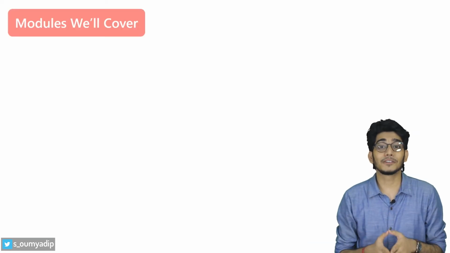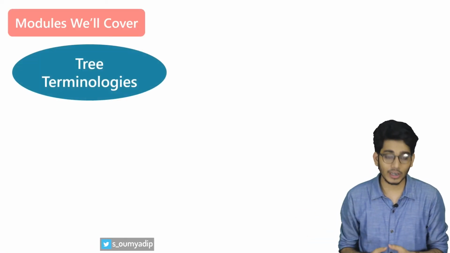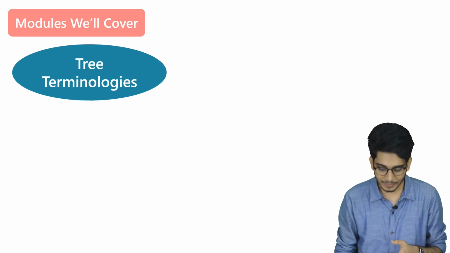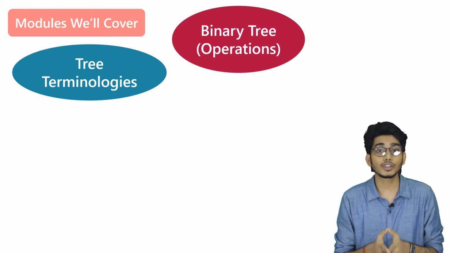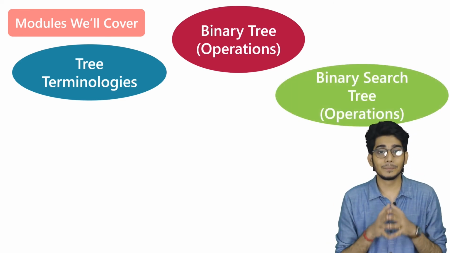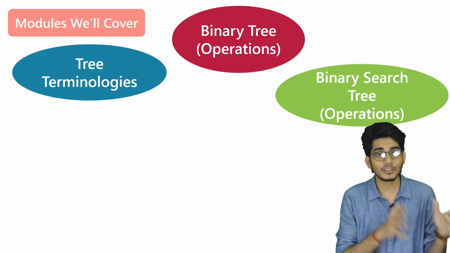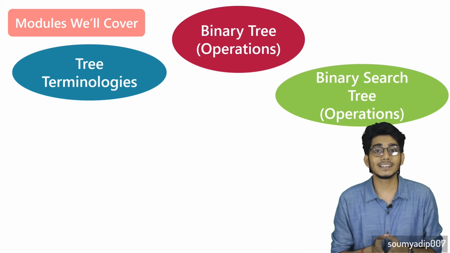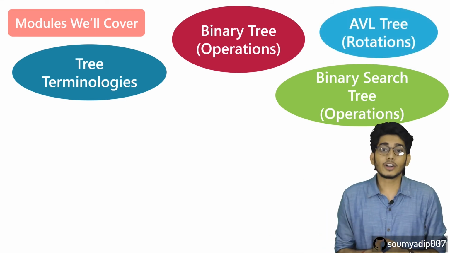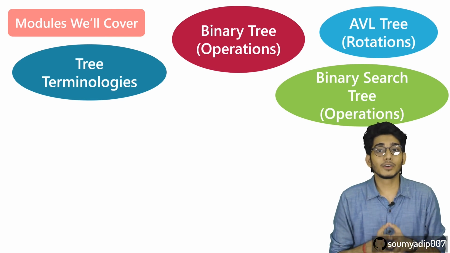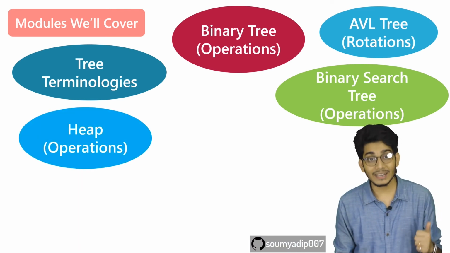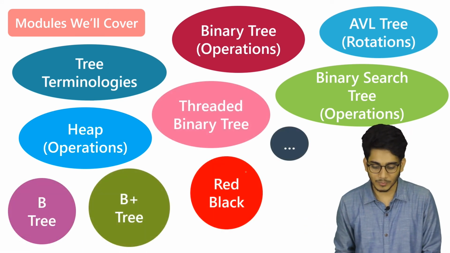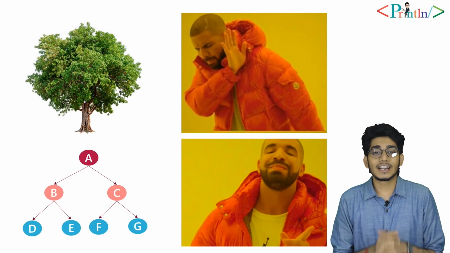Now we'll talk about the modules that we're going to cover. At first we'll talk about the tree terminologies, what is root, what is edge, what is height. We'll talk about everything in tree terminologies. Then we'll talk about the binary tree and its operations. Then we'll talk about the BST, that is binary search tree, and its operations: insertion, deletion, and how we can perform the traversal in BST. Then we'll talk about the AVL tree and we'll also perform the rotations of the AVL tree. Then we'll talk about the heap and its operations. Then we'll talk about the threaded binary tree, B tree, B plus tree, red black tree, and many more. These are the modules that we're going to cover in this series.